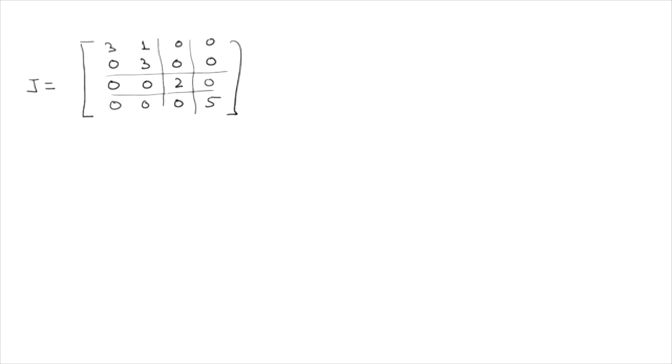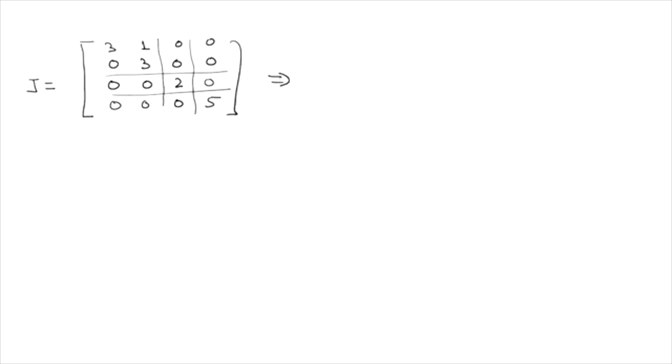So for example, if I am having a Jordan block matrix like this, (3, 1, 0, 0; 0, 3, 0, 0; 0, 0, 2, 0; 0, 0, 0, 5). This is my Jordan block matrix. So here I am having 3 Jordan blocks, one of size 2 corresponding to λ equals 3, and the rest 2 are of size 1 corresponding to λ equals 2 and λ equals 5.